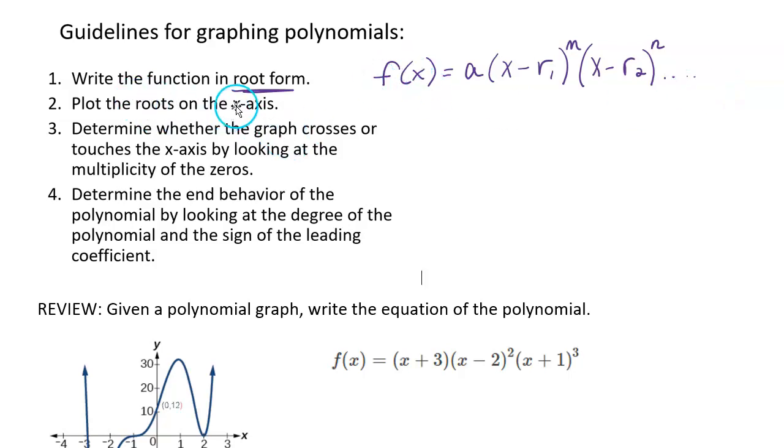Then you plot your roots on your x-axis, and you think about your multiplicities and how those roots are interacting with the graph, and then you also need to think about your end behavior.